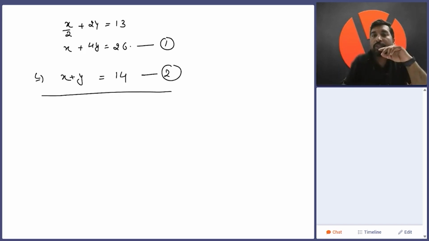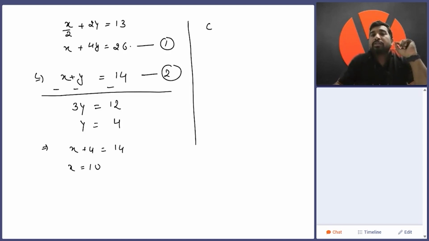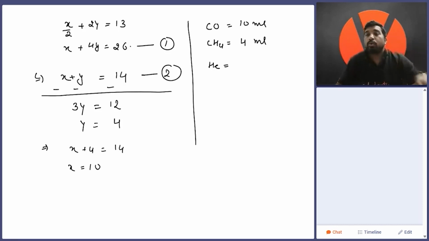Now subtract equation number 2 from 1. So you will get 3Y is equal to 12. So what is the value of Y? That is 4. Now put the value of Y in equation number 2 or 1. So X plus 4 is equal to 14. Now X is equal to 10. Now CO is equal to X mL, that is equal to 10. CH4 is equal to Y mL, that means it is equal to 4 mL. Now the left amount is helium. So helium is equal to 6 mL.